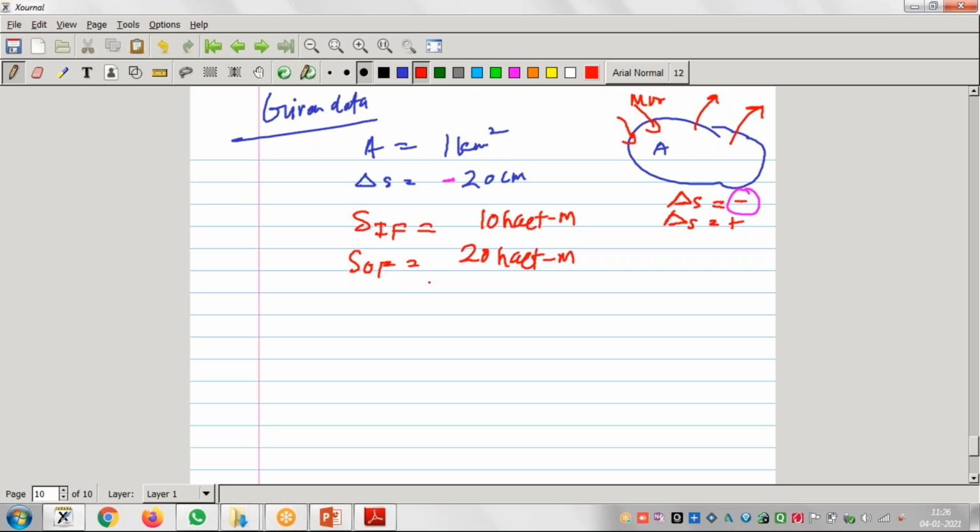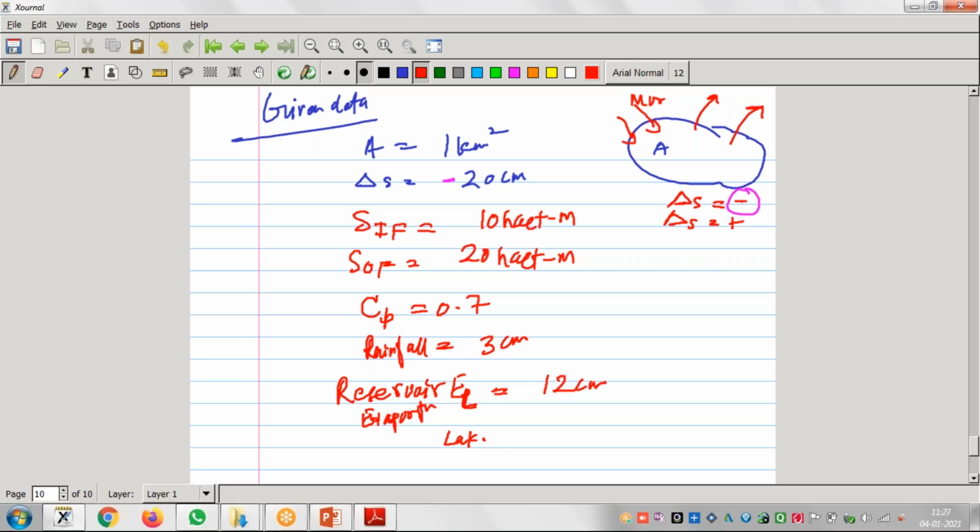Now after that, what is given? Pan coefficient Cp is given as 0.7. Rainfall is given as 3 centimeter, and the pan evaporation is also given as 12 centimeter. So here I will write 12 centimeter.